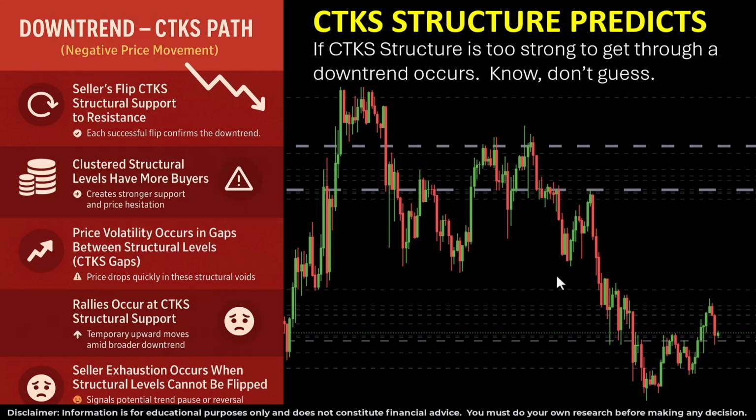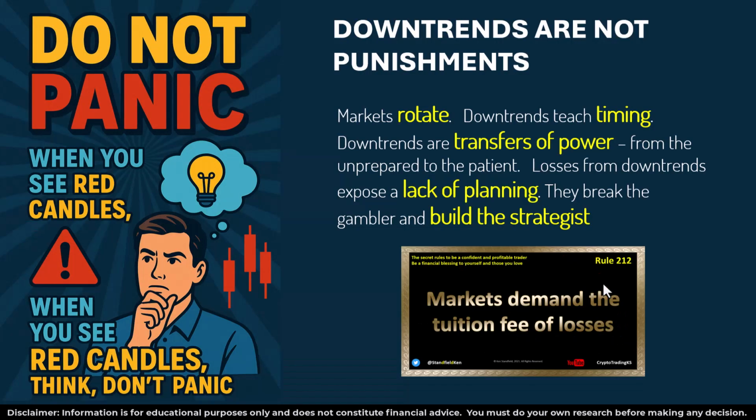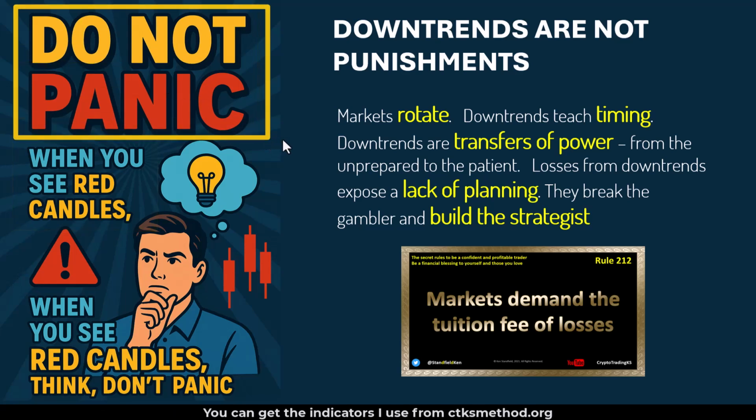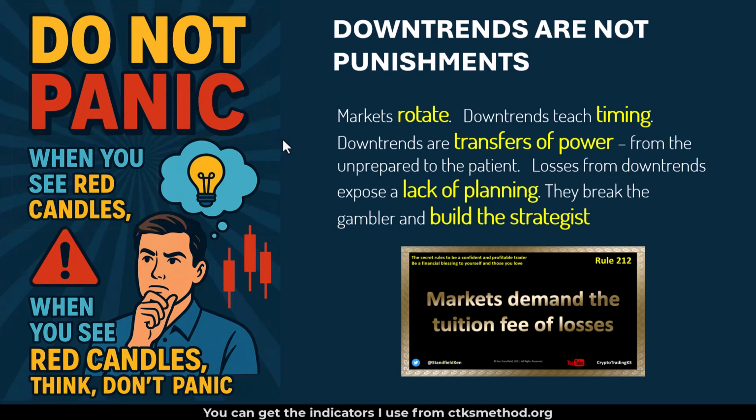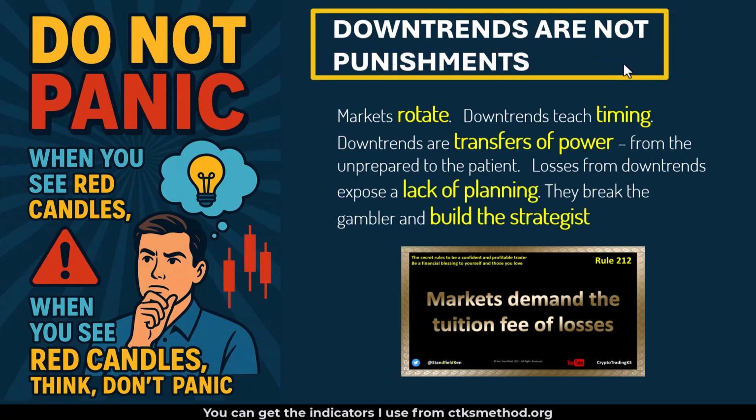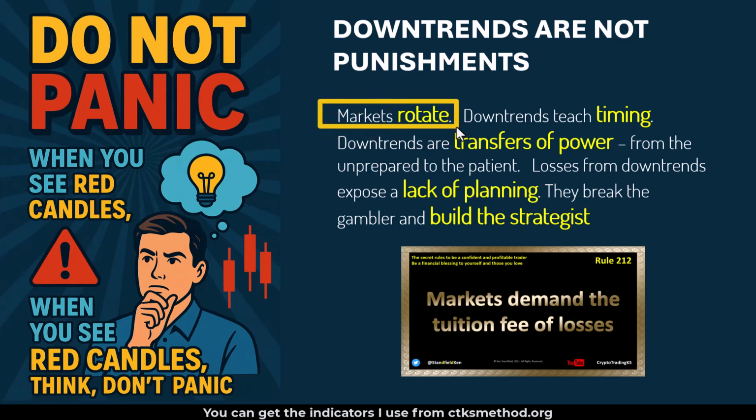One thing to understand, CTKS gaps can be positive on the way up and negative on the way down. You must know where they are, or you can cause yourself a lot of losses by simply not knowing. One of the important things to do when you see a red candle, please do not panic. Panic is the last thing that you need to do. You need to think. It all starts with the concept that downtrends and negative price volatility, that's not punishment. Markets naturally rotate, and I'm going to show you an example in a minute.